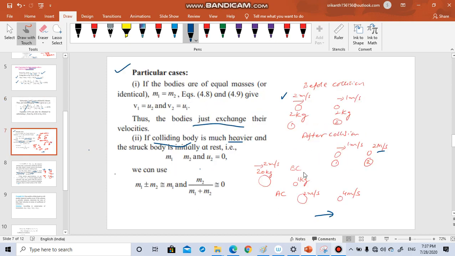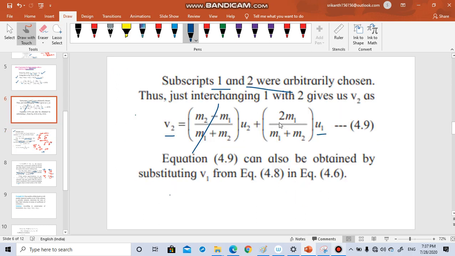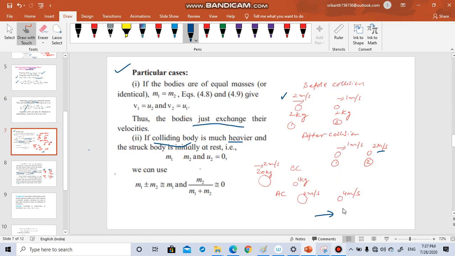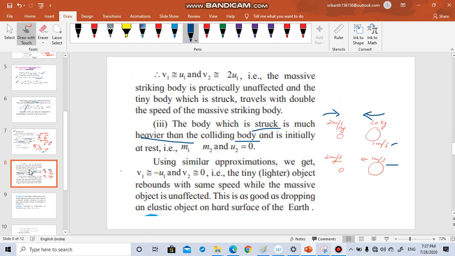Look at this figure. m2 is very small, m1 is big. So here it becomes 2u1. So v2, the final velocity of 2, becomes 2u1. That is what I have proved here. If the big body is coming with 2 meters per second, after collision this small body will go towards the left, that is in the positive x direction, with double the speed. Okay.